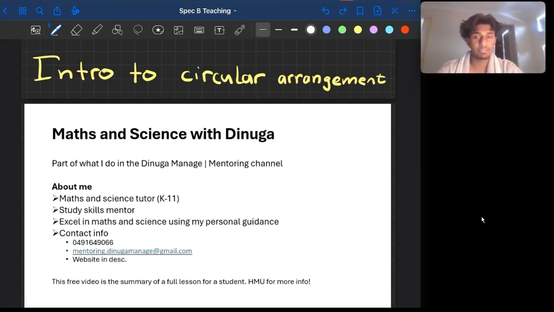Today I'm going to be giving an introduction to circular arrangement, which is a subtopic of combinatorics. And this is something we do in year 11, just for some background information.